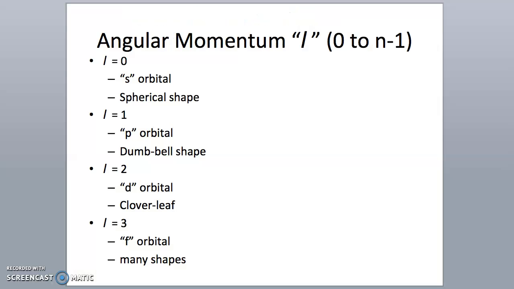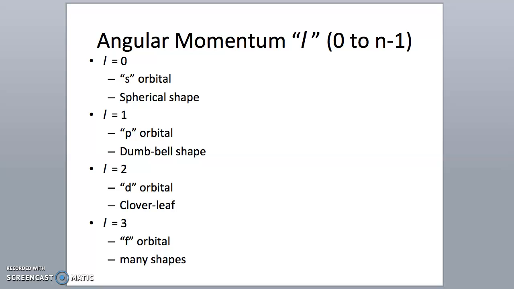The second quantum number is represented by the letter l and is called angular momentum. I prefer to think of this as the shape of the electron cloud. If l is 0, we call this an s orbital. S orbitals have a spherical shape. If l equals 1, we call this a p orbital. P orbitals have a dumbbell shape. l equals 2 is a d orbital with a cloverleaf shape, and l equals 3 is an f orbital with many shapes. You will want to memorize the l values with the s, p, d, f designation and the shape.